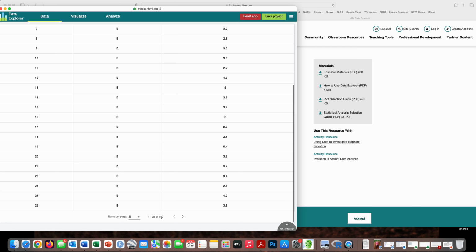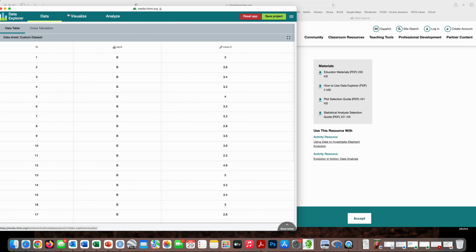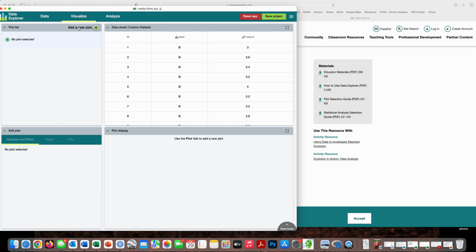And then click on OK, and it will just show you the deck and all of the values, and in this case there's 160 rows of data because you have 80 average values from deck B and 80 average values from deck C. Once you have that, you have these tabs up here, the data, the visualize, and the analyze tab. And what we can do is we can go here and we can visualize these data.